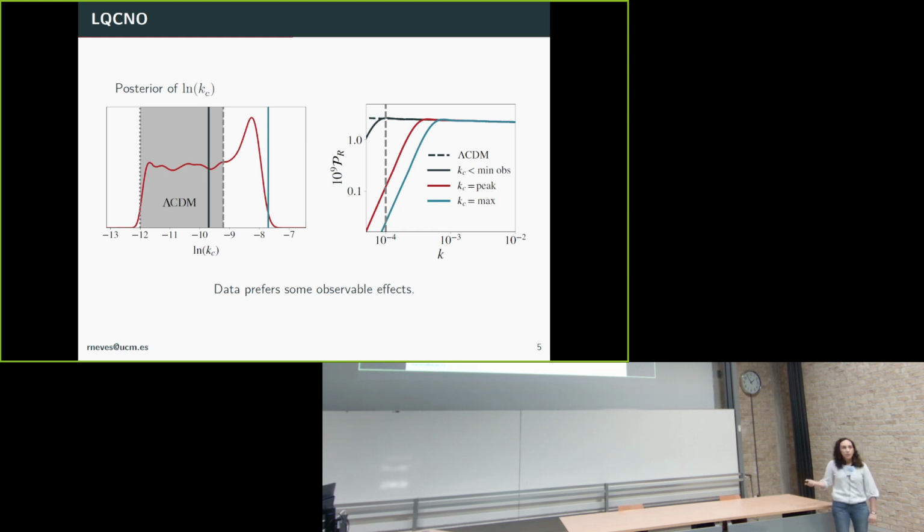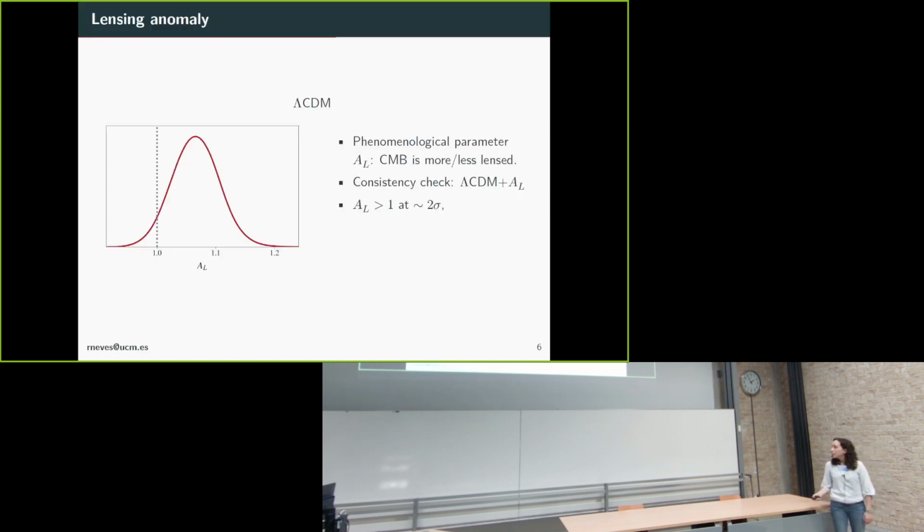So we want to see what happens with some anomalies that have been identified in the data. These are just tensions between the data and predictions of the standard model. Okay, so the first anomaly is the lensing anomaly. This came up as a consistency check within the standard model. Essentially, we put by hand a parameter that is called the lensing parameter, this AL, the lensing amplitude. What it does is change how much the CMB is lensed from the surface of last scattering until today in its path. But it's not something predicted by the theory. It's a phenomenological parameter. And the consistency check is to allow this parameter to vary with all the other parameters of a theory and look for its posterior probability.